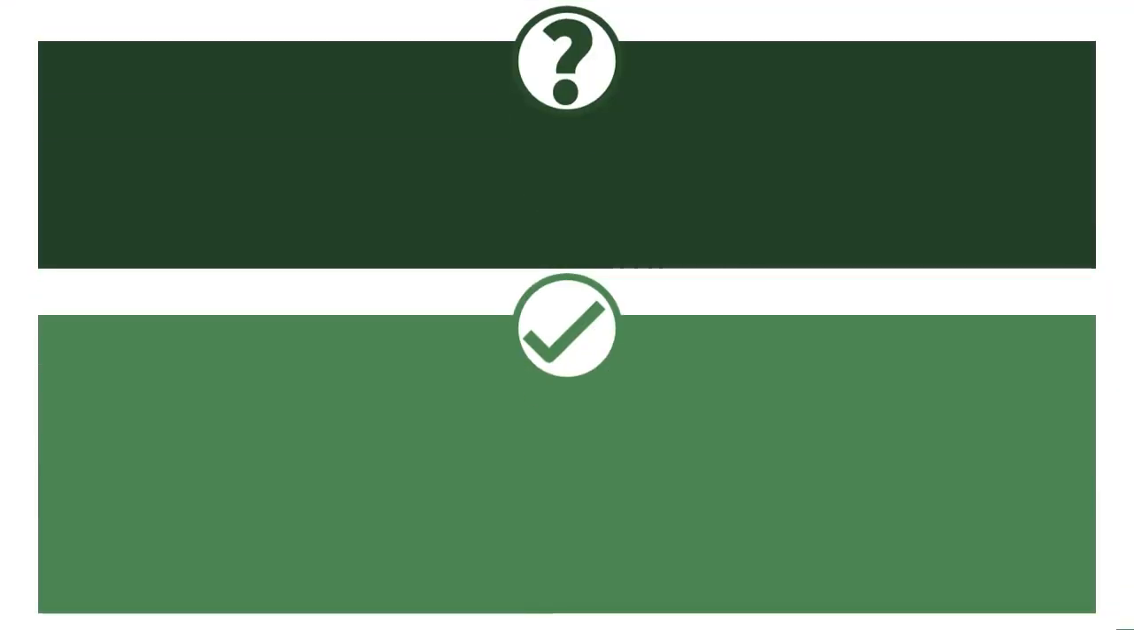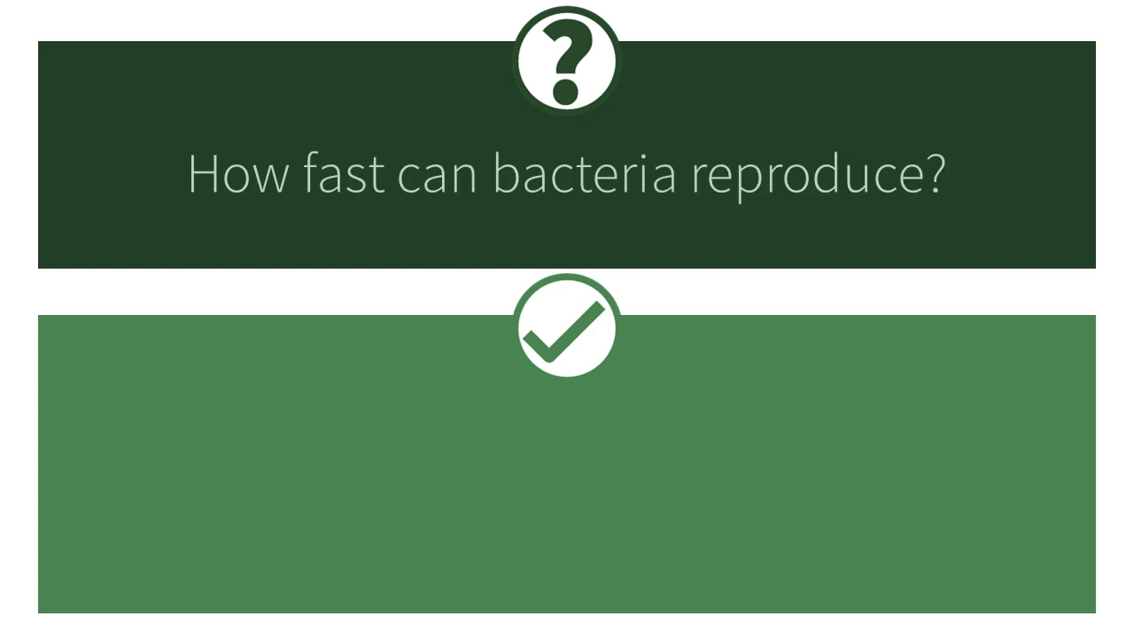In the following slides, we will ask a question about the current problem of multi-drug-resistant TB at the top. And at the bottom, we will show how that question can be answered by Darwin's theory. So let's begin. How fast can TB bacteria reproduce?